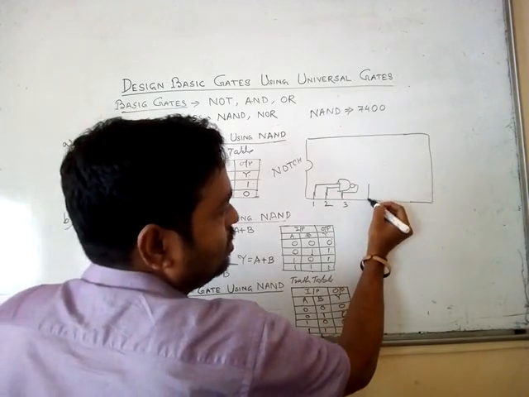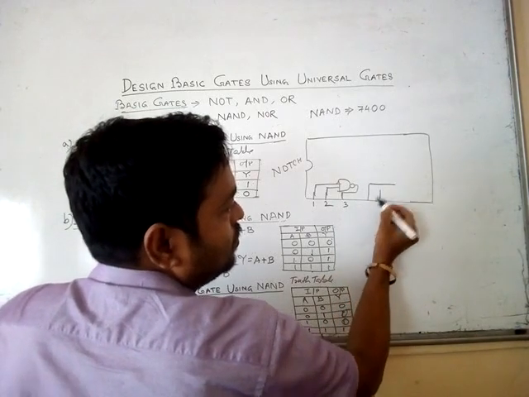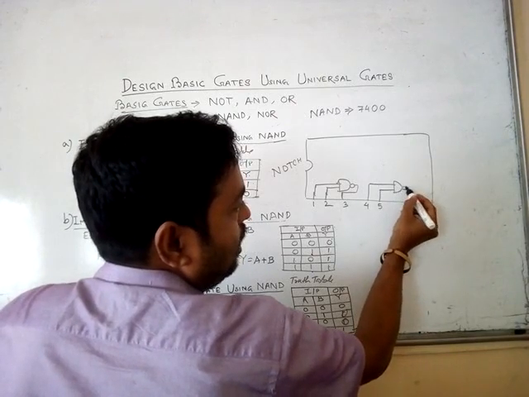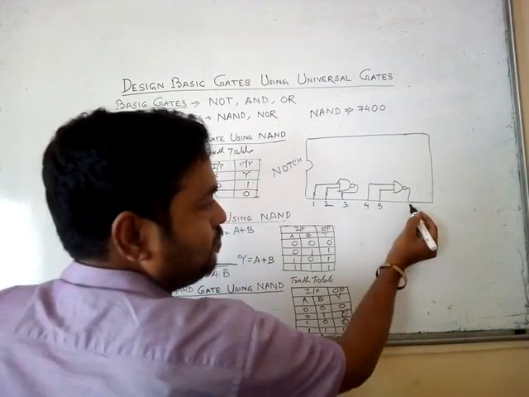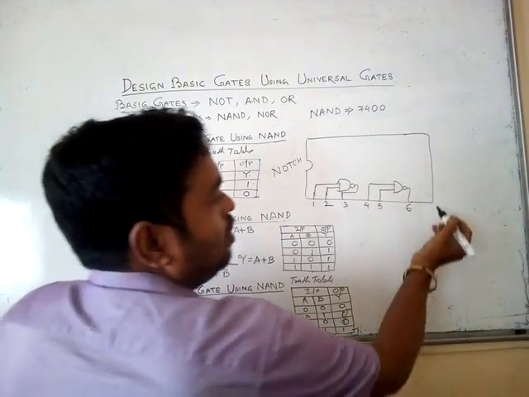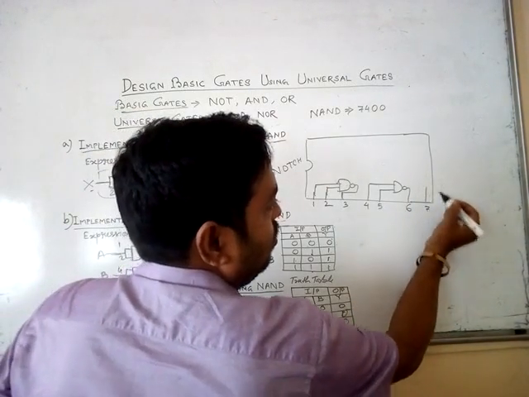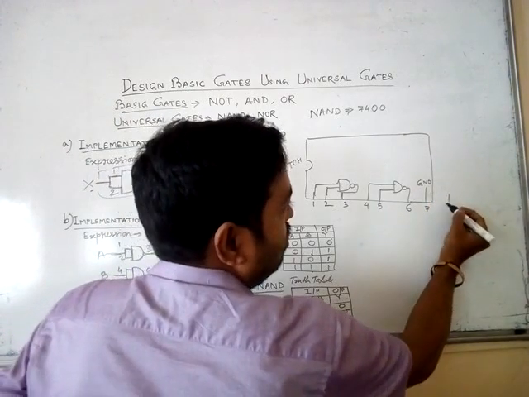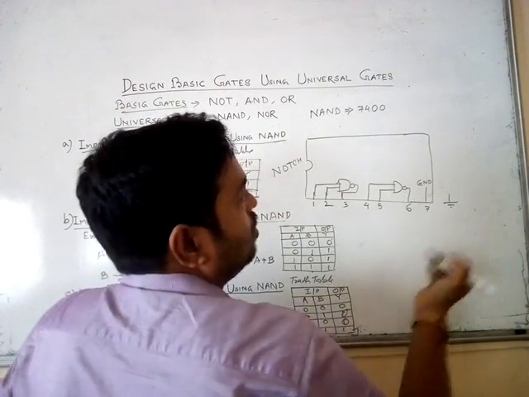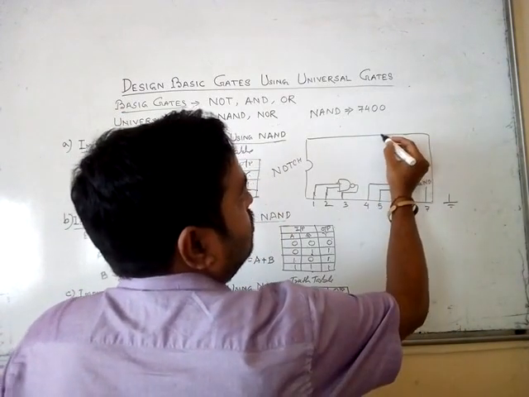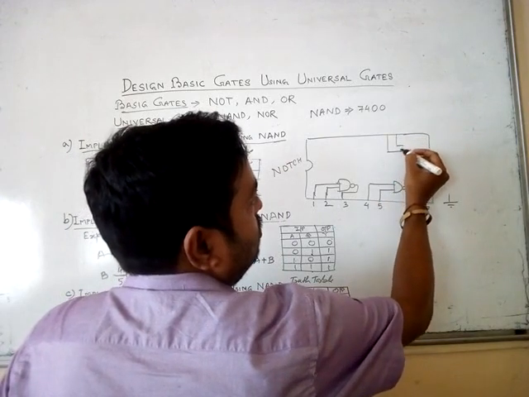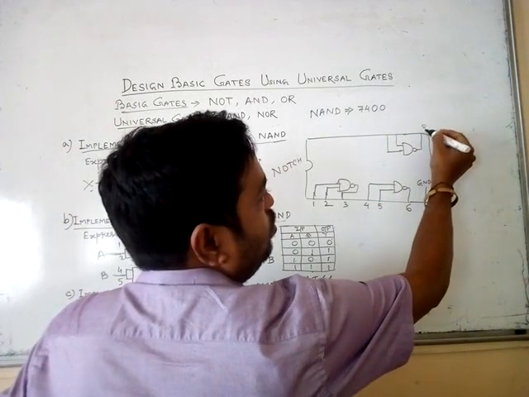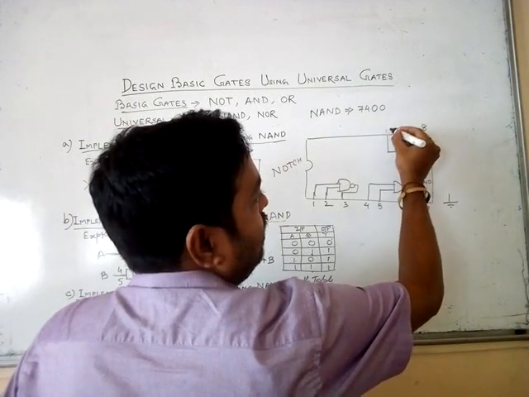Then the second gate is 4, 5 input and 6 is the output. And pin number 7 is for ground. We write ground short as GND. It is the symbol of ground. Next, pin number 8 is the output and input is pin number 9 and 10.